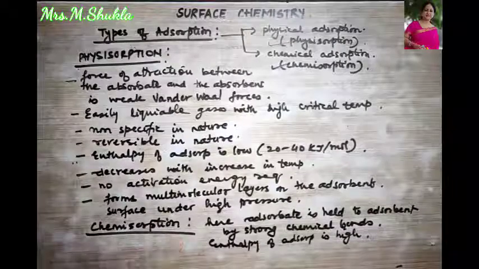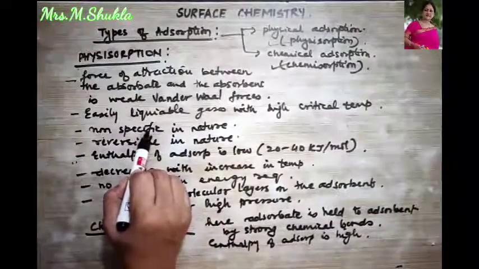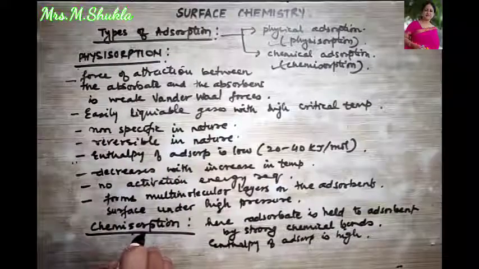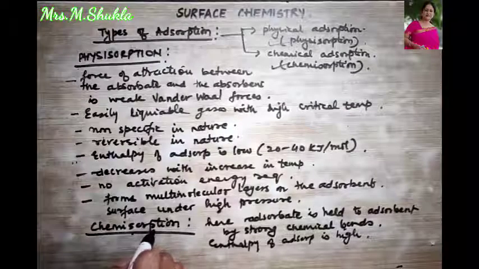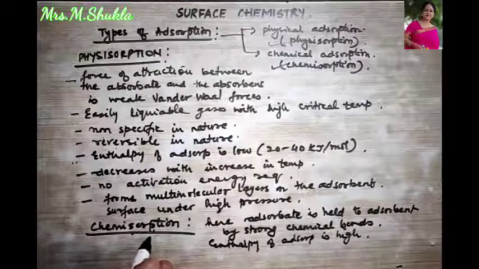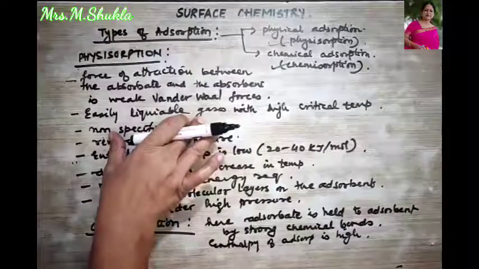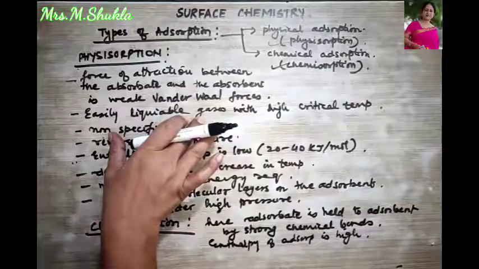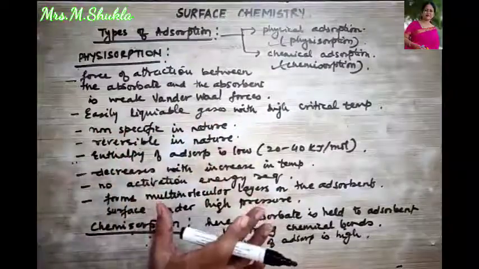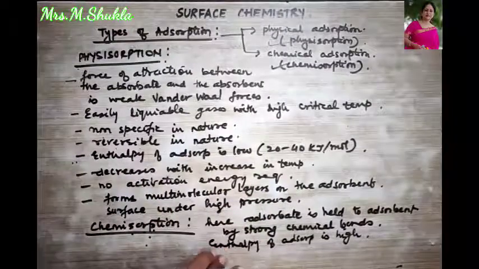Some more points. Physisorption is non-specific in nature. Then chemisorption is highly specific in nature, right? Then physisorption is reversible, while chemisorption is irreversible, right? I'm comparing both of them. Then next one, physisorption depends on the nature of the gases, but more easily liquefiable gases are adsorbed readily. Chemisorption also depends on the nature of gases, but gases which can react with the adsorbent show chemisorption.